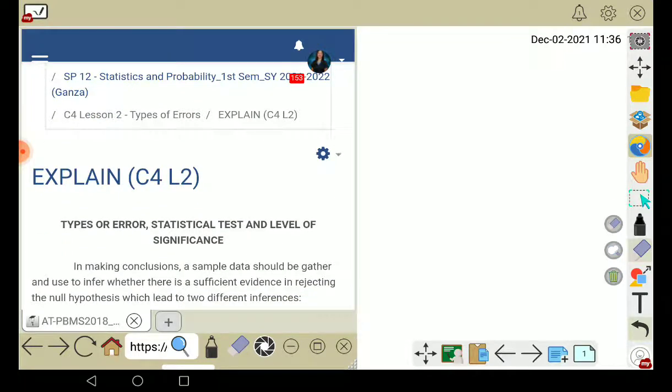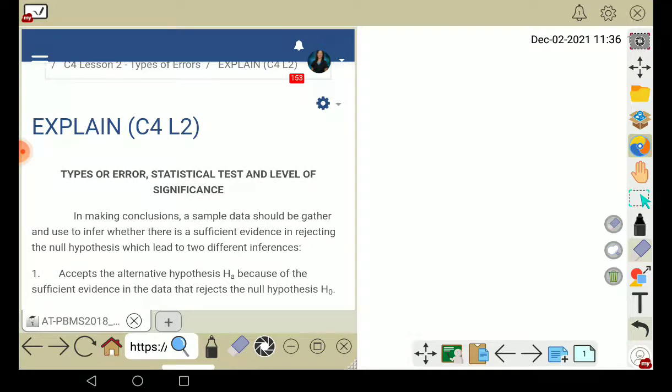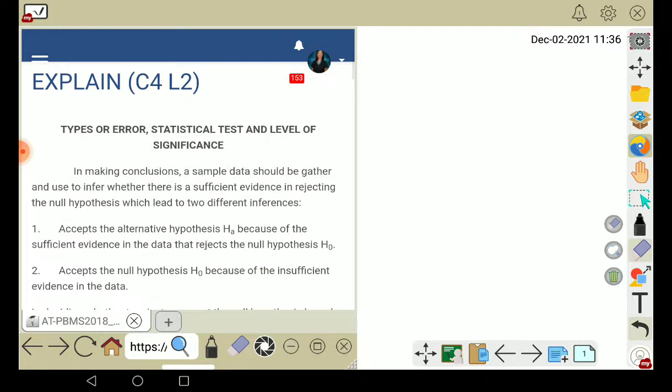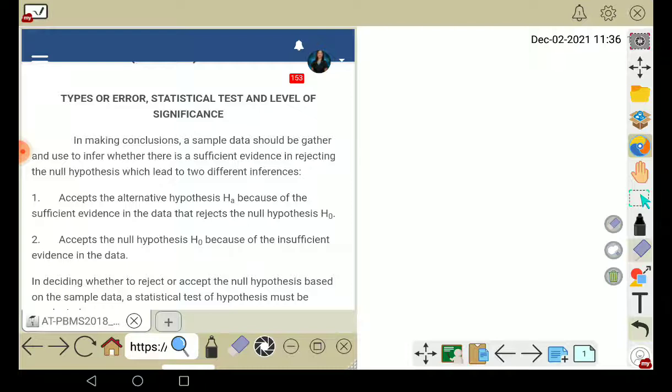There are two types of error. Lesson 2 talks about types of error, statistical test, and level of significance. In making a conclusion, sample data should be gathered and used to infer whether there is sufficient evidence to reject the null hypothesis, which leads to two different inferences. The first is to accept the alternative hypothesis because of sufficient evidence in the data that rejects the null hypothesis, meaning the null hypothesis is proven false. The second is to accept the null hypothesis because of insufficient evidence in the data.